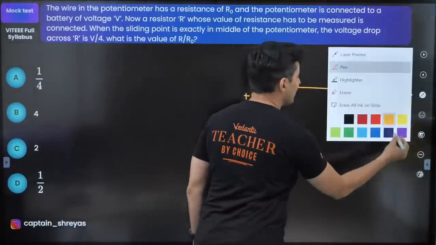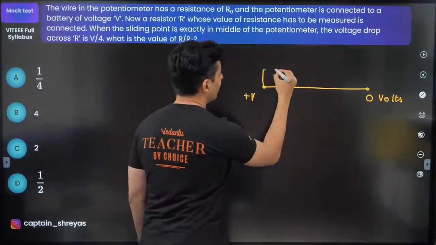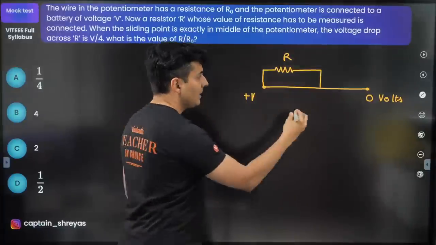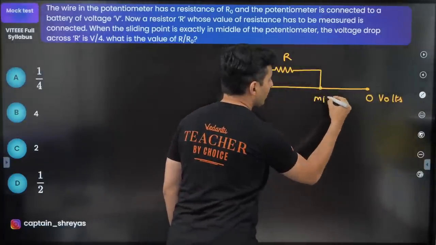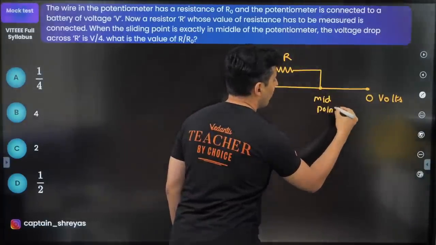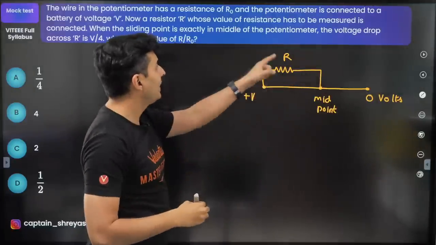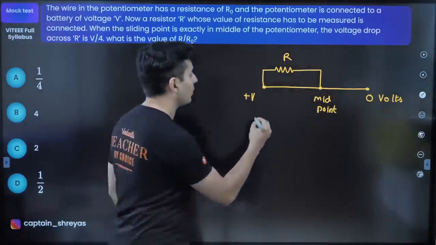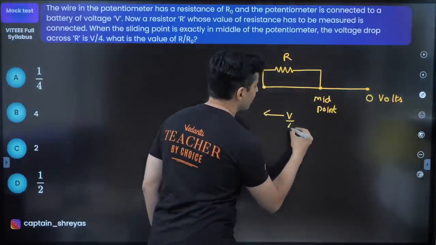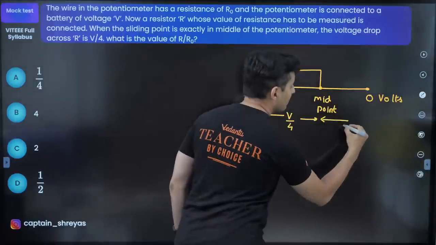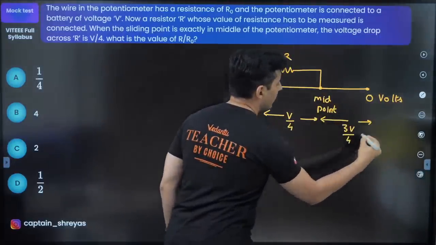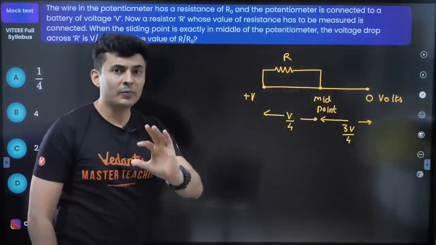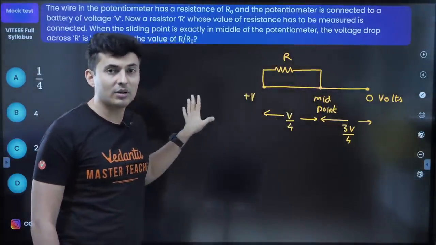Now what you have done is connected a resistor of resistance R in parallel, exactly at the midpoint of that potentiometer wire. Then you find that the voltage across the resistance is V by 4. So the voltage drop across this is V by 4. Naturally, the remaining voltage will be 3V by 4, which will be dropped across these two points. V by 4 plus 3V by 4 will be the total voltage difference. If you know this diagram, you can solve the question very easily.